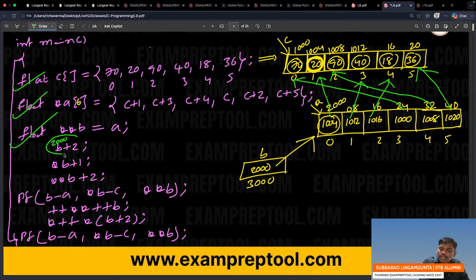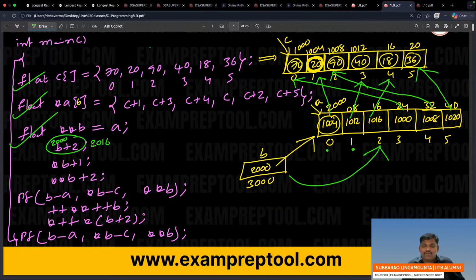What is 2000 plus 2? Remember, wherever it is pointing, plus 2 means skipping 2 people. So 2000 plus 2 goes to 2016. Two people skipped. My increment is based on where I am pointing. I think every person is 8 bytes, so plus 2 skips 2 people. But it's an interesting answer. Be updated or not?